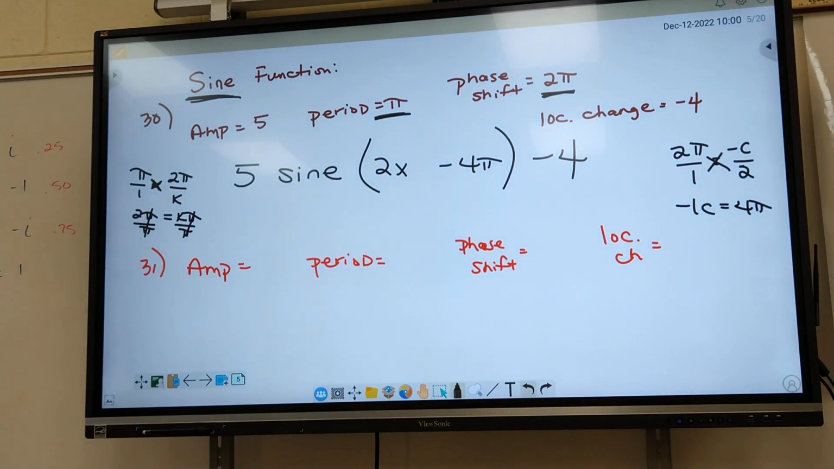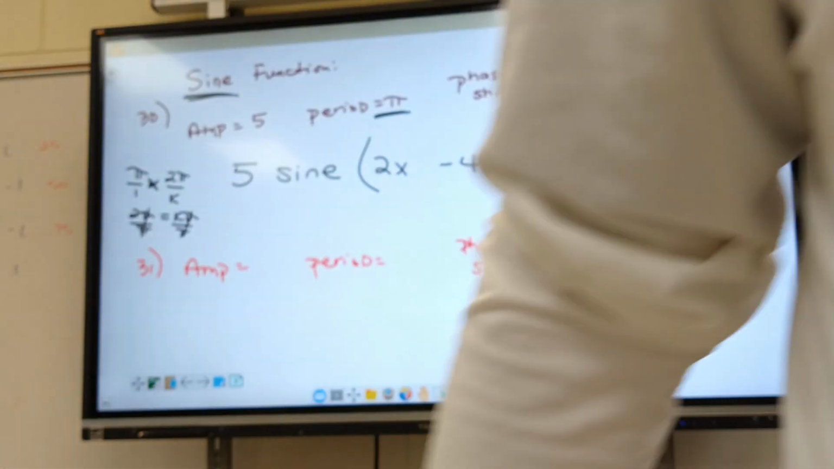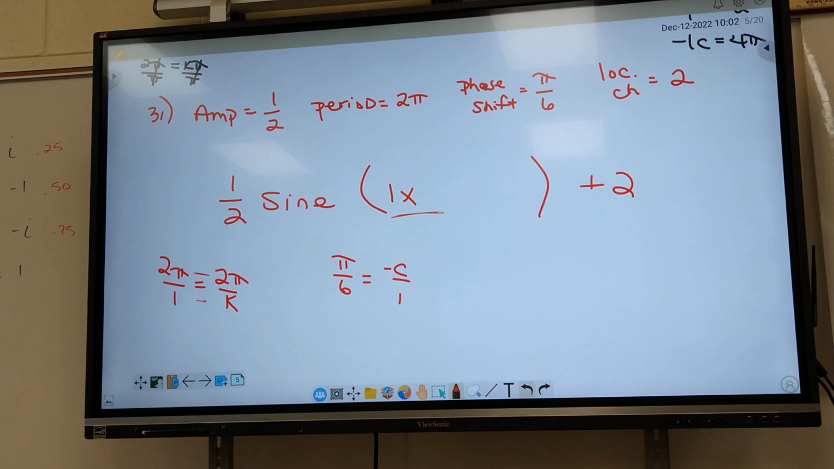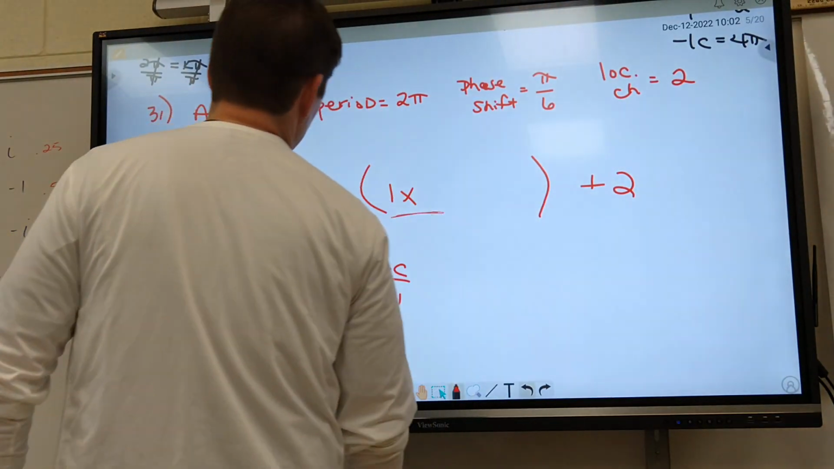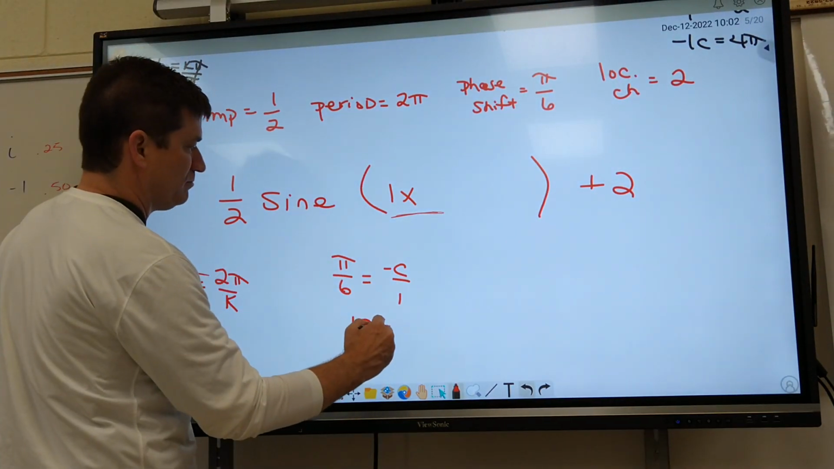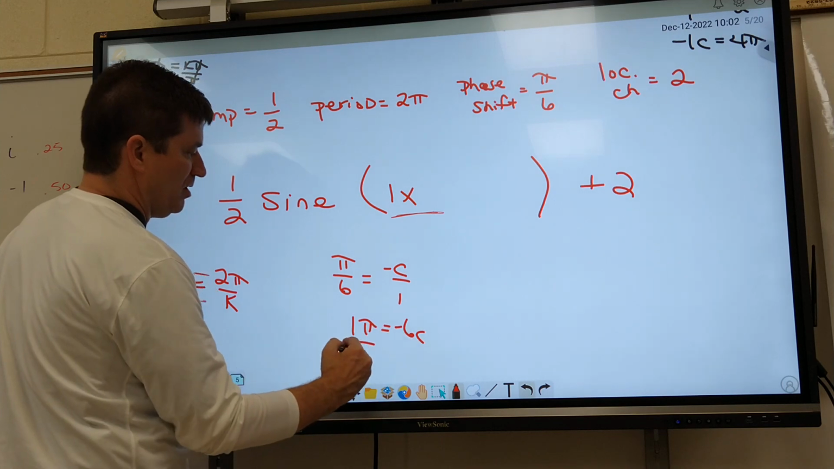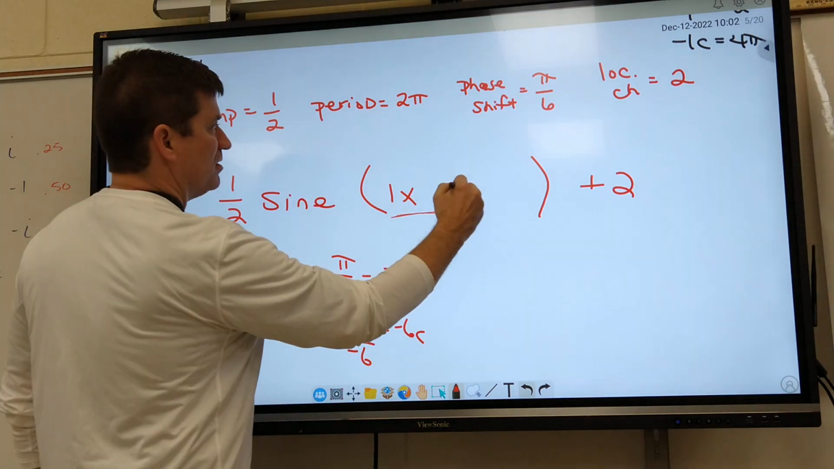All right, so we did 30. See if y'all can get a head start on 31. It'd be 1 pi and negative 6c. Yep. So what do I divide by? Negative 6. So it'd be negative pi over 6.